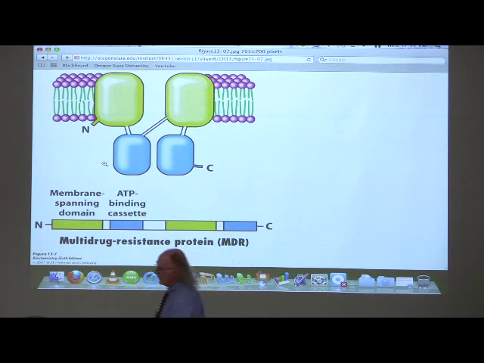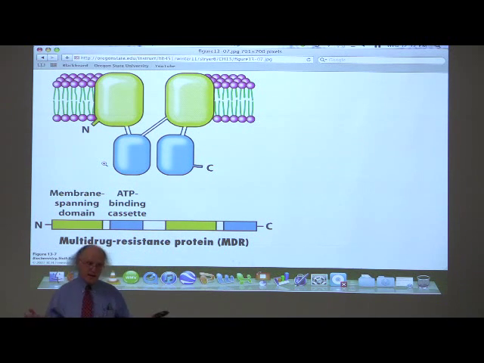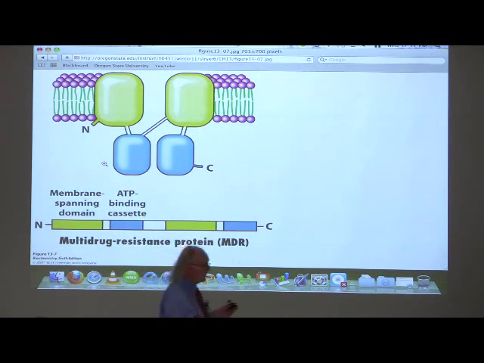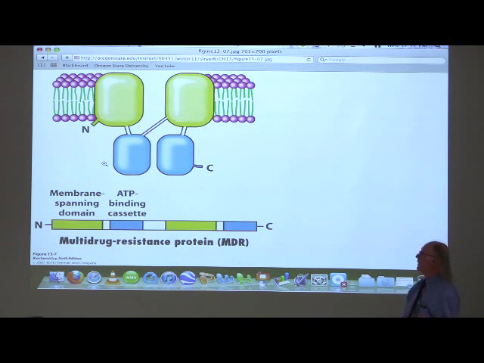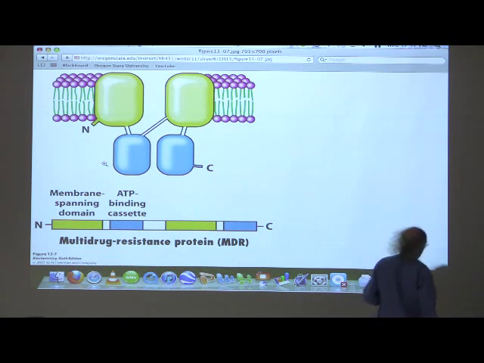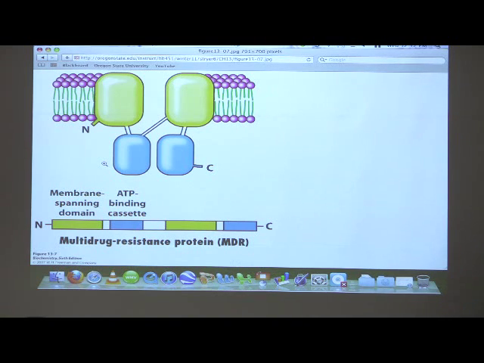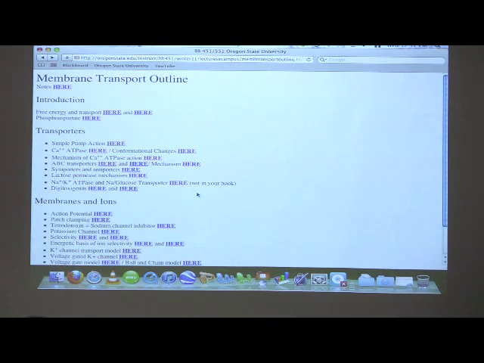So we think of the other transporters I've talked about, like the ones that move glucose but won't move fructose, for example, as being very specific for specific molecules. Multi-drug resistant protein is not very specific. It works on a wide variety of drugs and will kick them out of those cells. I'm not going to go through the mechanism of that, so we're not going to sweat that.